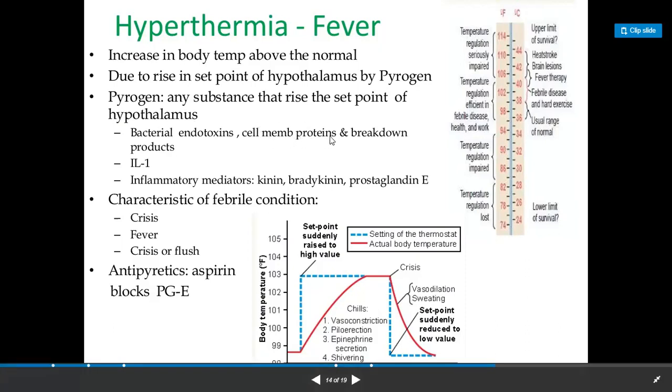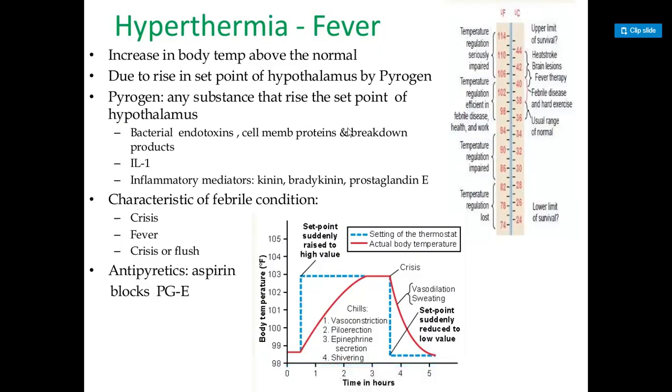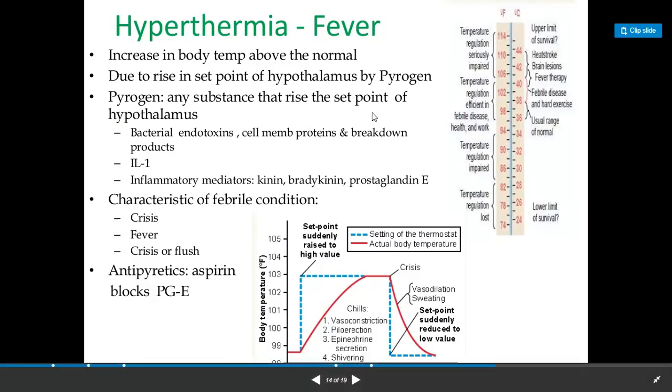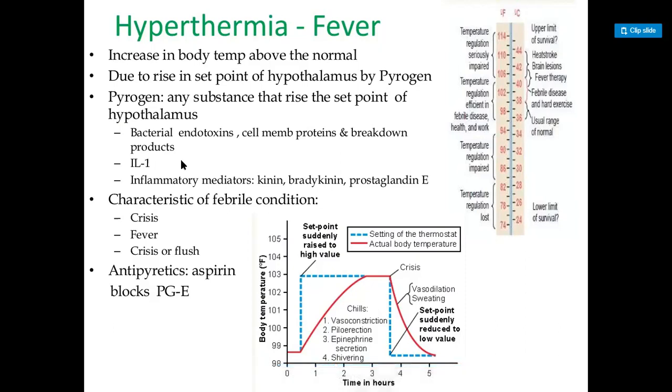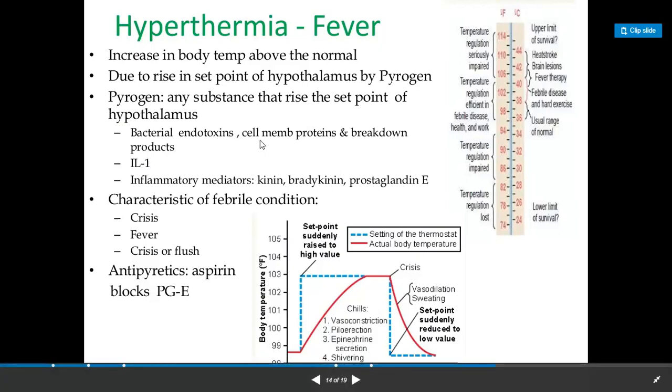Some cell membrane proteins and breakdown products. When you break down some cell membrane proteins, your body sees it as a foreign substance. This protein is not supposed to be in the blood. It's supposed to be in the cell membrane. But once it is broken down, it leads to an increase in temperature. And you have interleukin 1 also, which is like an immune mediator that helps immune reaction. They all increase your set point, your body temperature.